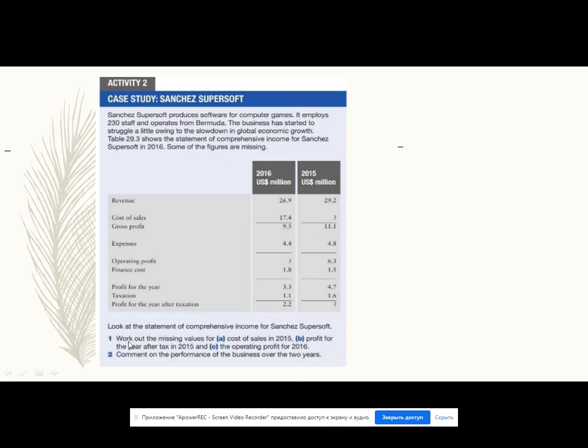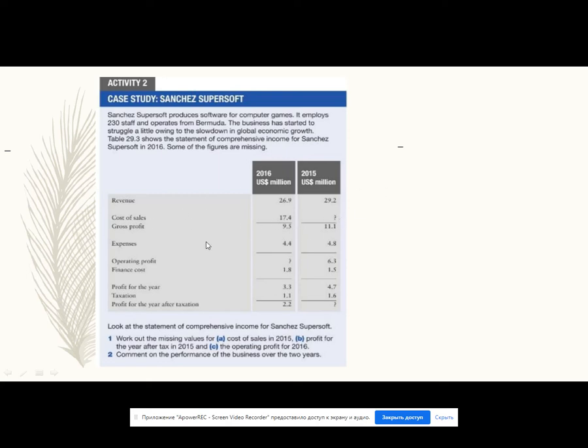So number one, work out the missing figures. Cost of sales, this one, right? Profit for the year after tax in 2015, this one, and operating profit for 2016. Okay, number one, let's do this.